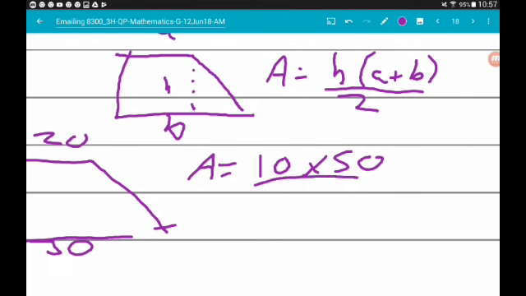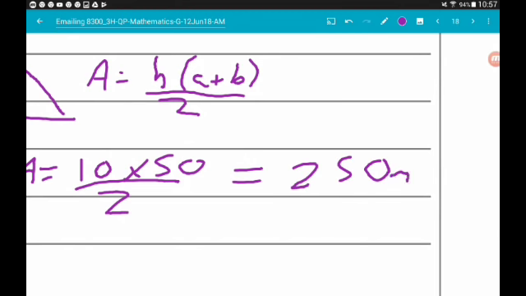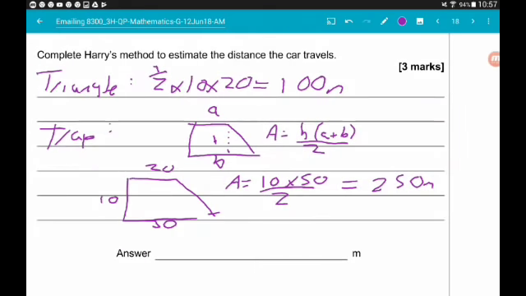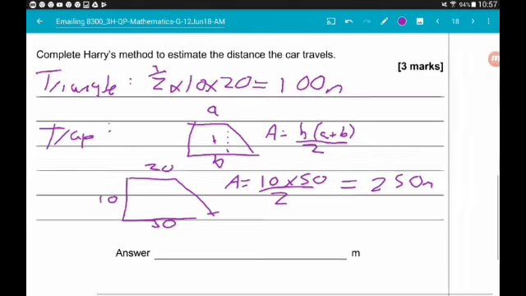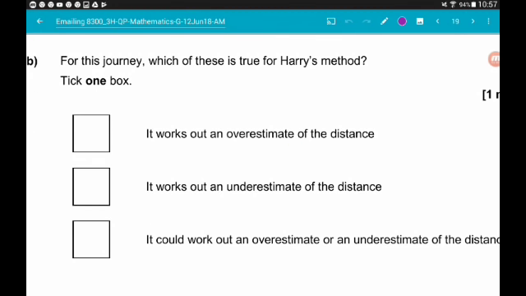So 10 times 50 all over 2. 10 times 50 is 500, divided by 2 is 250. So the estimate for the total distance travelled is 100 add 250, which is 350. Cool. Okay, then part B says, for the journey, which of these statements is true for Harry's method? So, does it work out as an overestimate, an underestimate, or we cannot tell?